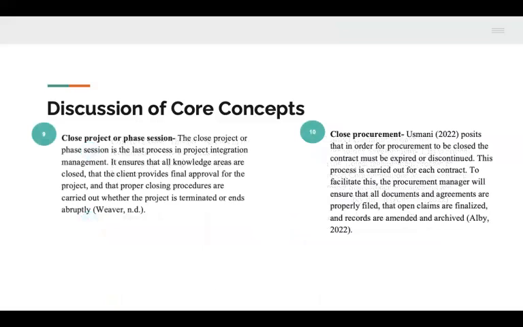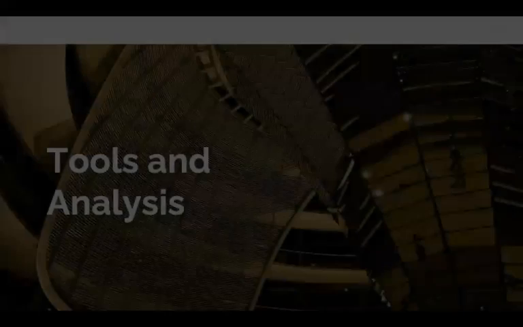Number 9 is the close project or phase process, and it is the last process in project integration management. The project manager will ensure that all activities carried out in the various areas of the project are completed effectively. Further, all project documents will be collected, the relevant documents will be appropriately archived, and the project manager will also ensure that the client gives final approval. Lastly, number 10, close procurement, which supports the close phase process. The procurement manager will ensure that all documents and agreements are properly filed, that open claims are finalized, and records are amended and archived.